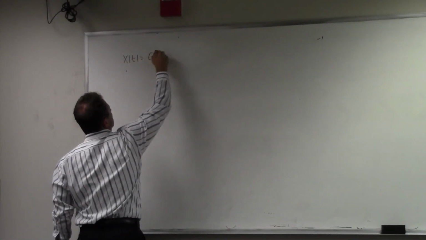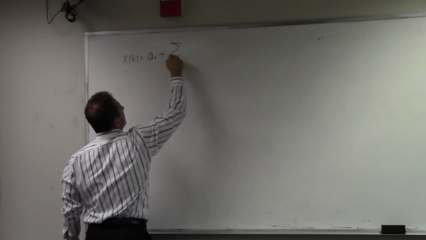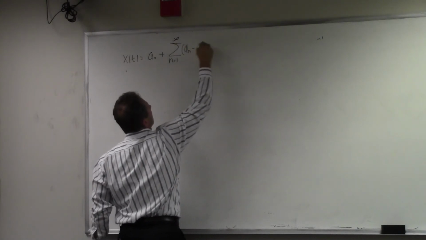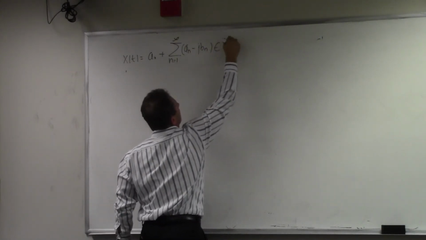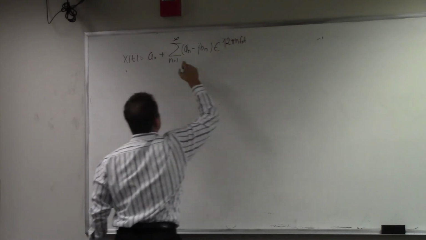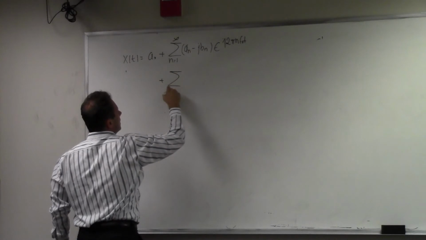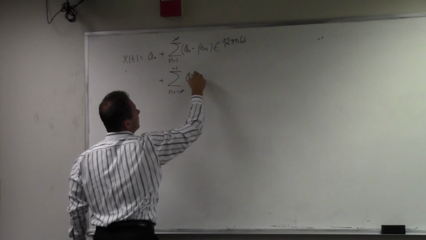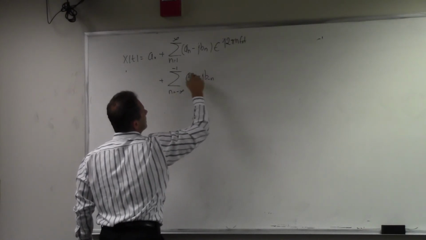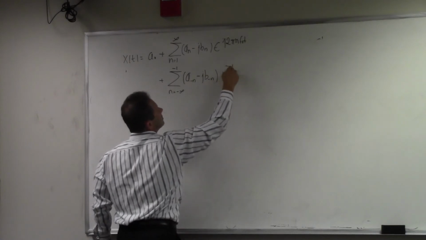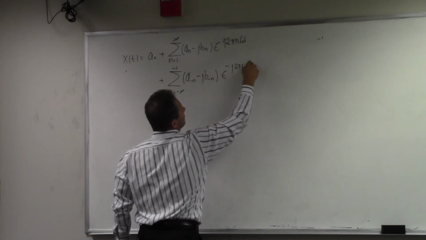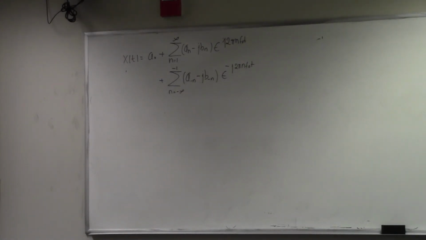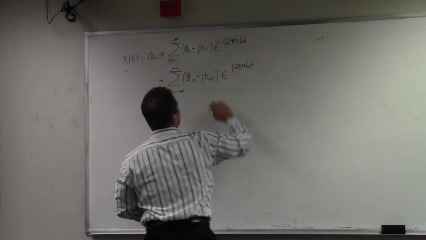and that step is x of t is equal to a0. That's fine. But then I have the sum when n goes from 1 to infinity, a_n minus j b_n, e to the j 2 pi n f0 t. And then the third sum, I can write the sum when n goes from minus infinity to minus 1, a_minus n minus j b_minus n, e to the minus j 2 pi n f0 t. Right? That's actually plus. Sorry, plus, right?